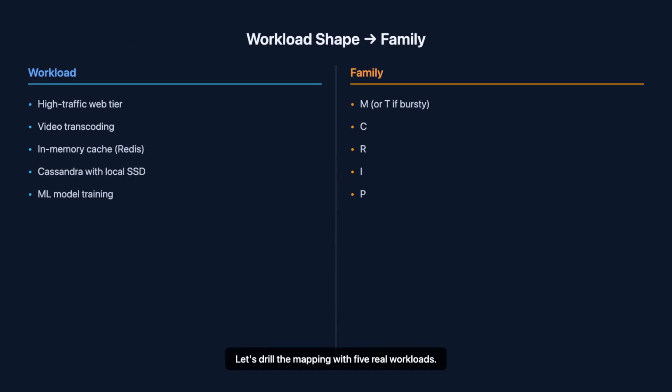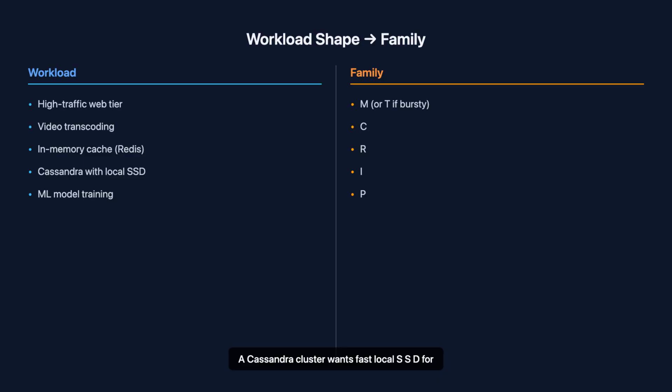Let's drill the mapping with 5 real workloads. A high-traffic web tier is balanced work, that's M family, or T if traffic is bursty. Video transcoding hammers the CPU, so that's C. An in-memory Redis cache needs huge RAM relative to CPU, which is R.